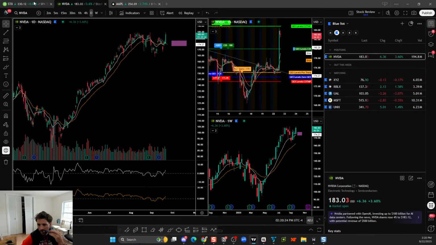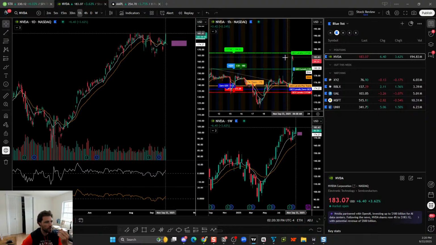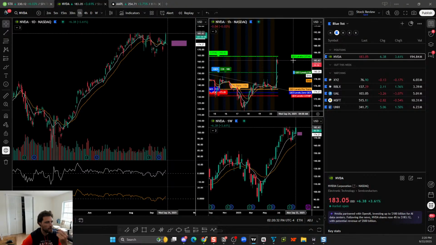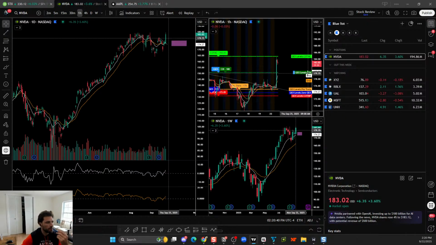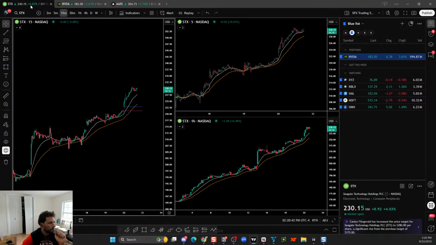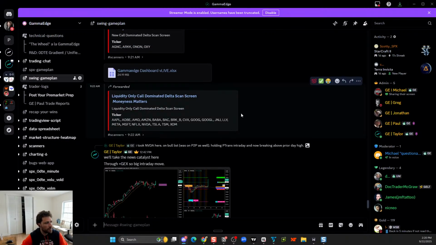Still in that name. It's coming up to the call wall, so no surprise it's seen a little rejection there. It was holding P-trans perfectly on Friday and into Monday today. There's no reason to exit the trade. Then they got that nice rip. So with that, that's kind of the pillars of how we think about it and go about it.